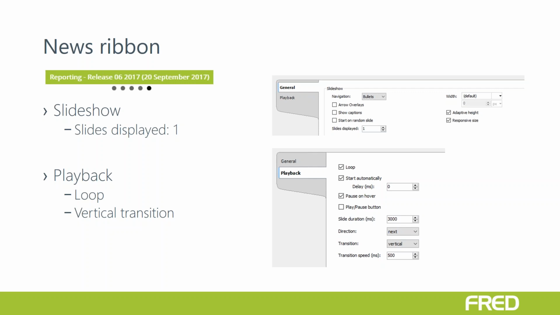So it's done in a very, very simple way. It's the out-of-the-box slideshow with one slide displayed at a time. Each slide has a single paragraph, and in the playback, I've set it to loop, but also with a vertical transition. So it looks a little bit more like the things we used to see at the bottom of our television screens, or when watching the news. And in recent weeks, I've added a little font icon in front of it, a bullhorn, I think.